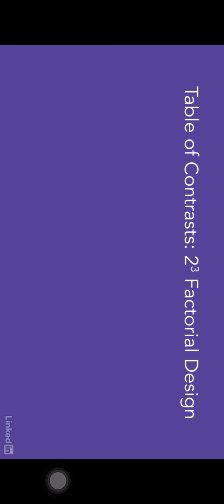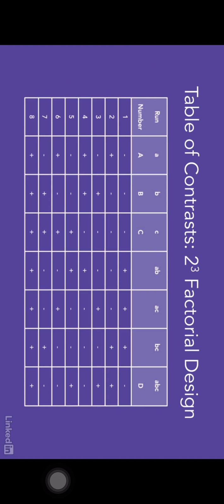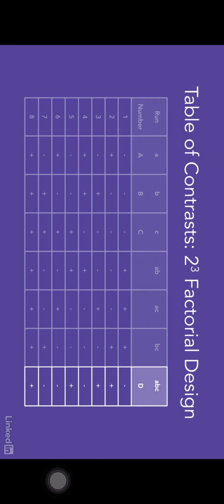You can get the design for the 2^(4-1) fractional factorial by using the letters of the 2^3 factorial. A equals A, B equals B, C equals C, and D equals ABC. D equals ABC is called the generating relation. Here is the table of contrasts for a 2^3 factorial design. As you can see, D uses the column of the ABC interaction.